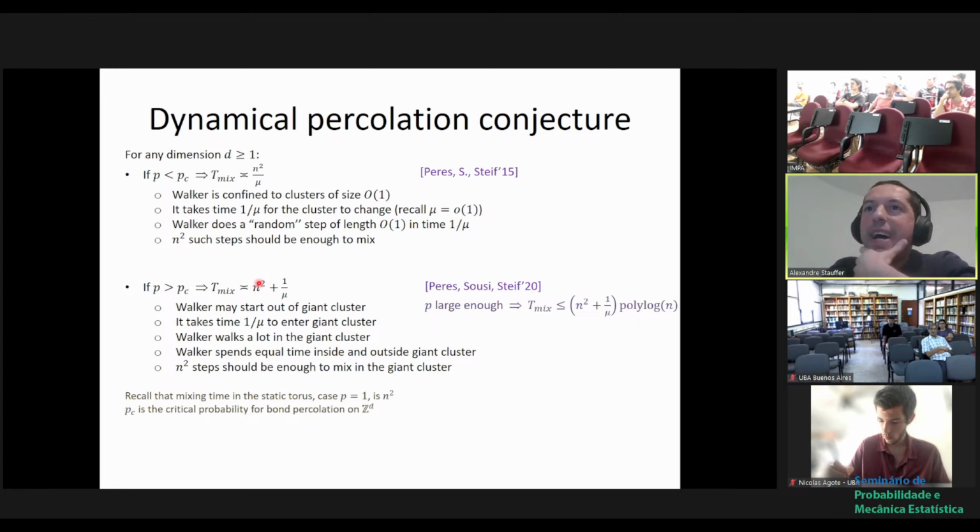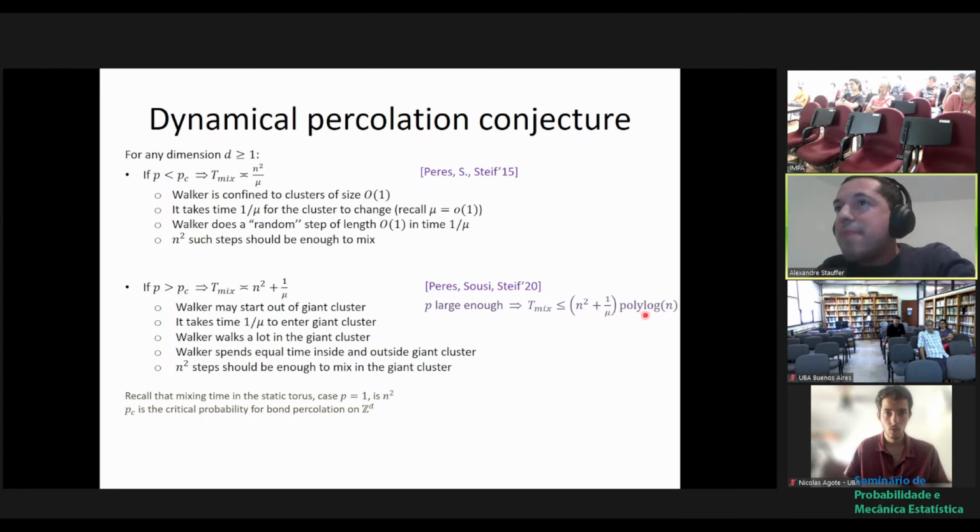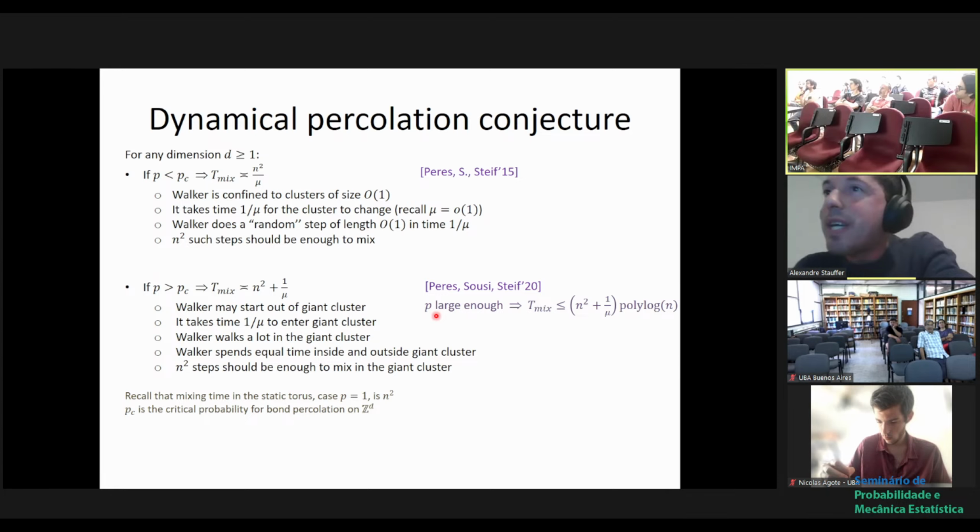It was proved by Yuval Peres, Sousi, and Jeff Steif that this result is true for p large enough and with an extra polylog factor. They show that the mixing time is at most n square plus 1/mu, times a polylog correction, and this holds for p large enough. They can actually quantify how large p needs to be for the results to hold. But everything else is essentially open on this question. And there is also the critical case, for which I'm not even going to make a conjecture.